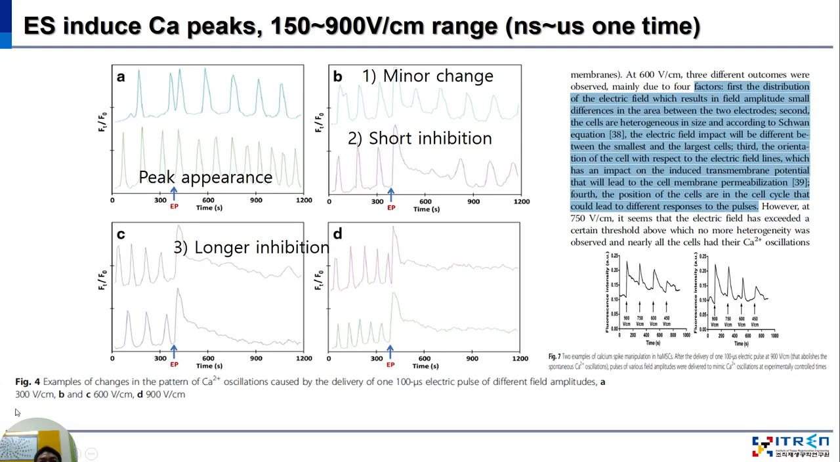This A is 300 volts per centimeter, with the peak appearing here. For B and C, it is 600 volts per centimeter, and B and C have the same cell condition, the same ES condition, but depending on the cell, minor change, short inhibition and recovery, or longer inhibition, they are all different. But when you accelerate with more voltage, all show the longer inhibition.